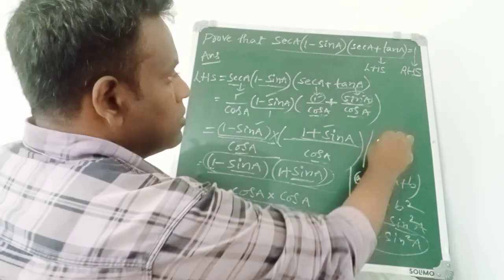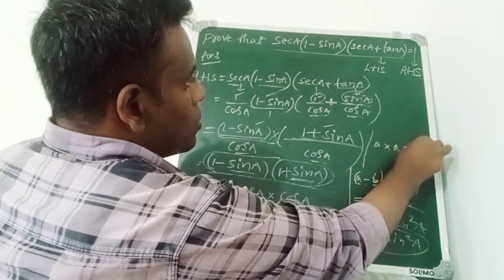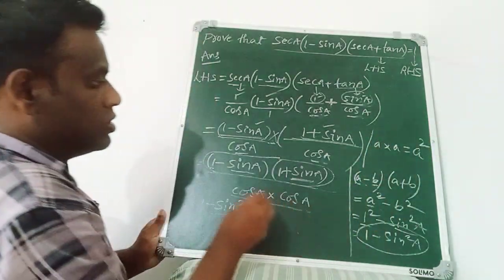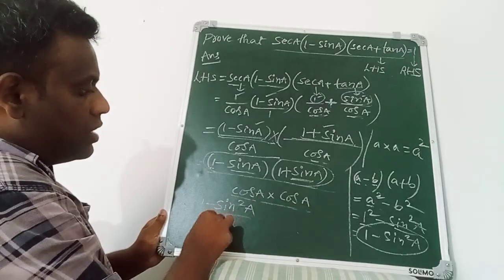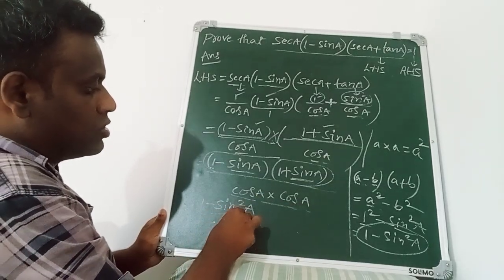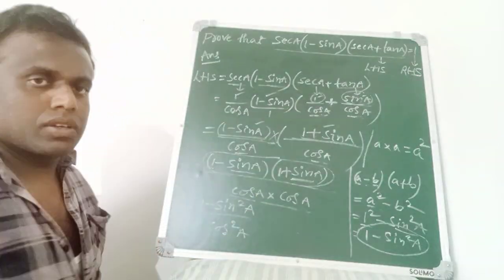It's just like a into a is equal to what? A square. So cos a into cos a, we can write cos square a. Got it?